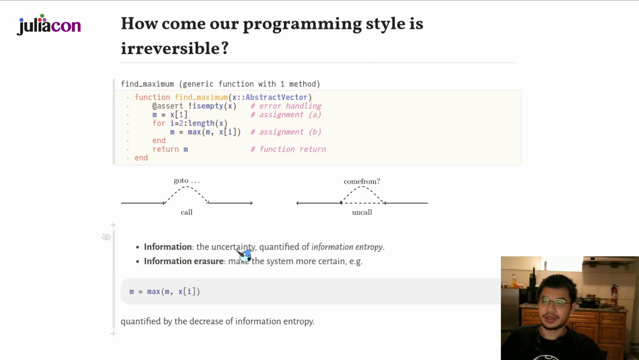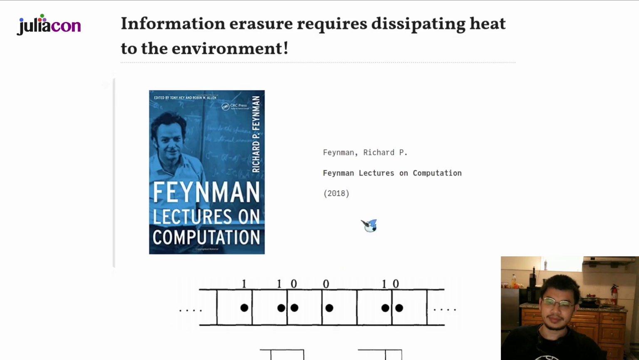So here, we define information as another word for uncertainty. It is quantified by the information entropy. And information erasure means the decrease of information entropy. It makes the system be in a more certain state. The result of information erasure is that it requires dissipating heat to the environment. I show this by introducing Feynman's thought experiment in his book.